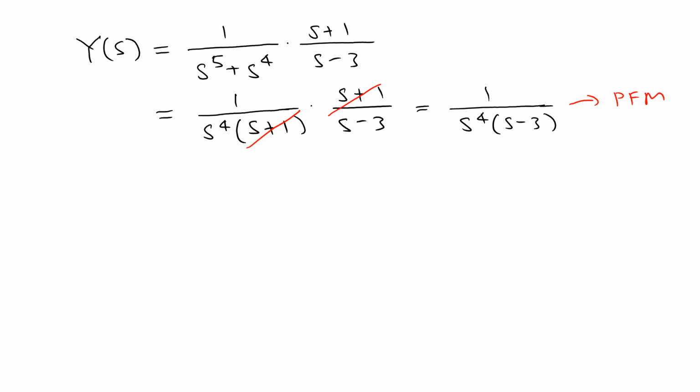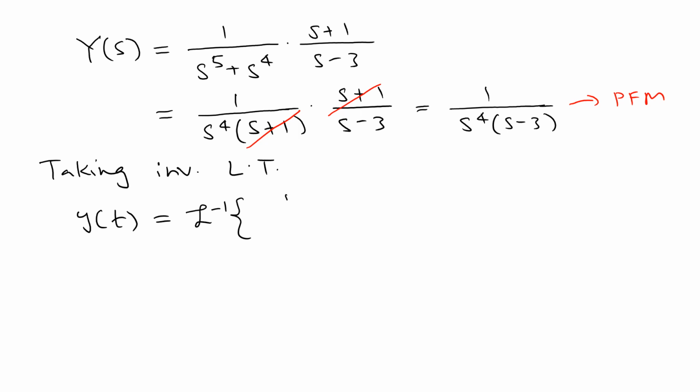So what we normally need to do is find the inverse. So taking the inverse Laplace transform, you can write y(t), which is going to be the inverse of what we have, 1 over s^4 (s minus 3).